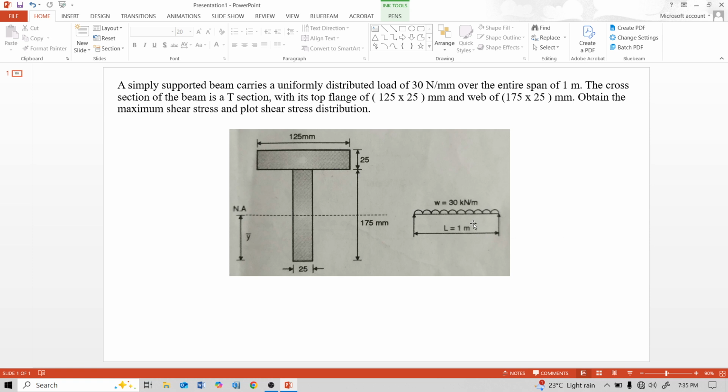So this is a simply supported beam of length 1 meter with a uniformly distributed load of 30 kN per meter, and the cross section of this beam is this T section with flange width 125 mm, flange thickness 25 mm, web thickness 25 mm and web depth 175 mm.